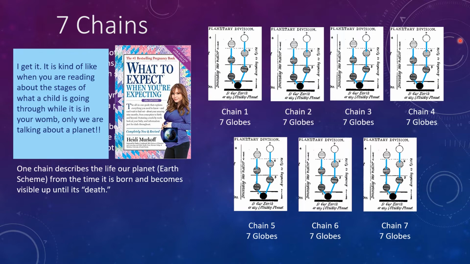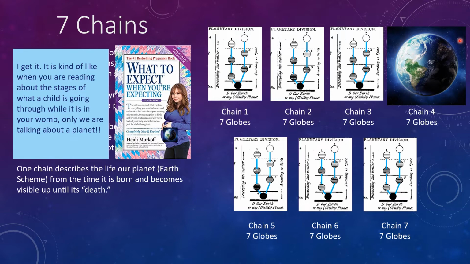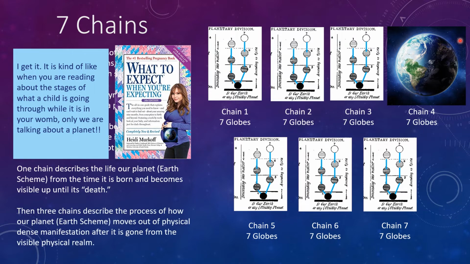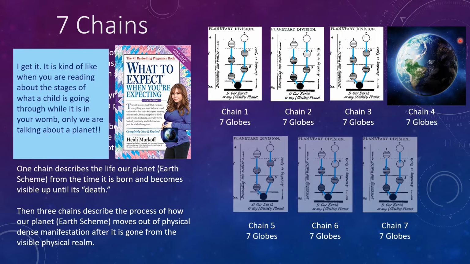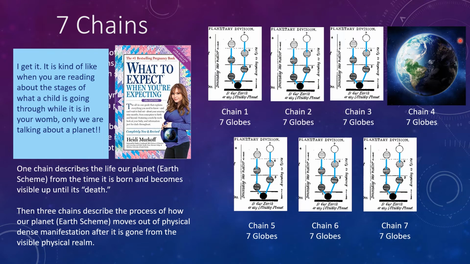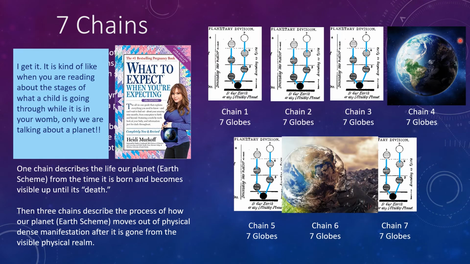One chain describes the life of our planet, Earth's scheme, from the time it is born and becomes visible up until its death, chain 4. And because we live inside a visible planet, we are in chain 4 at this time. Then 3 chains describe the process of how our planet or scheme moves out of physical dense manifestation after it is gone from the visible physical realm. And that is the process of chains 5, 6, and 7. And here we see our Earth at some point dying, decaying, and disappearing.